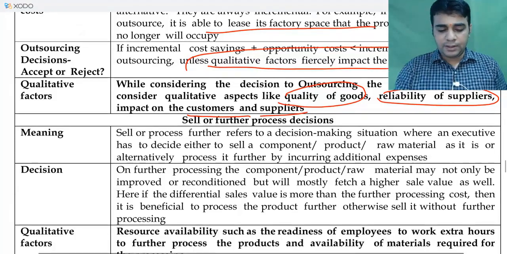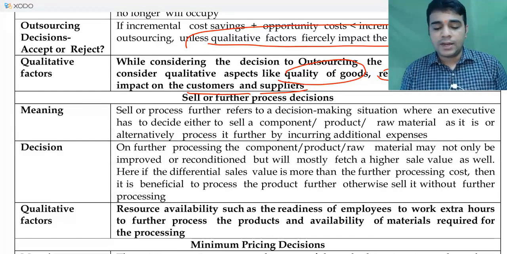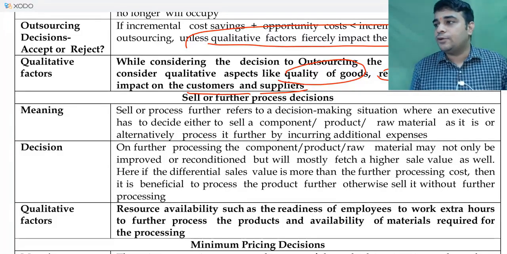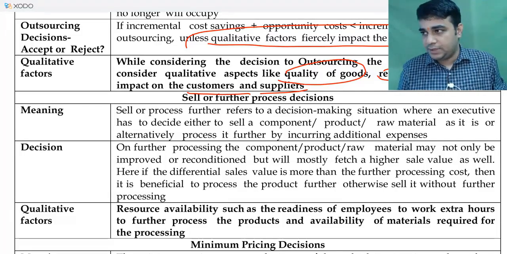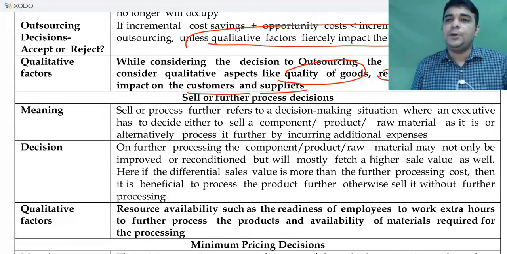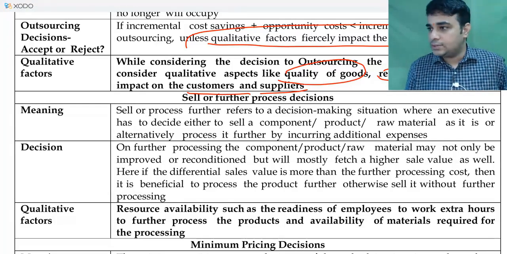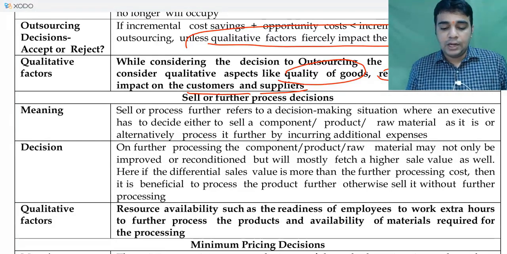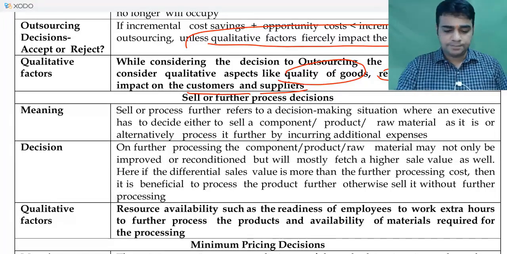So mostly it may not come, but let's look at resource availability, readiness of employees to work extra hours to further process the product. So they are indirectly saying, instead of recruiting more people, you are thinking whether the existing set of people would be ready to put in extra hours. Not very sure whether the existing employee needs to do it, but that's what the solution says, whether the existing people are ready to put in extra working hours. Do you have availability of material? Is the availability of material there or not? That's another point which you will look at.